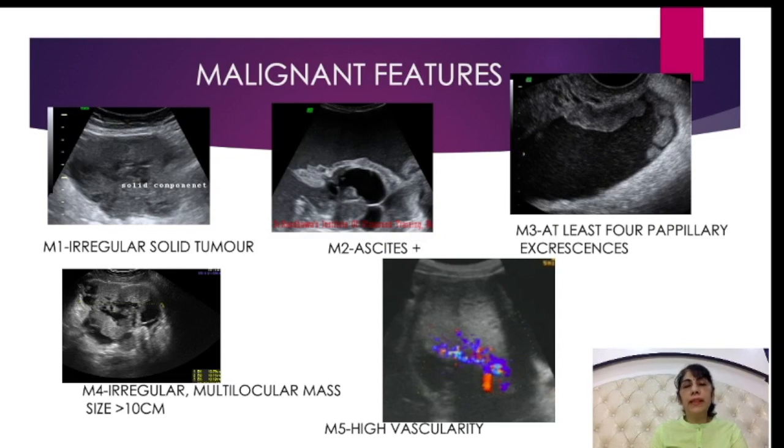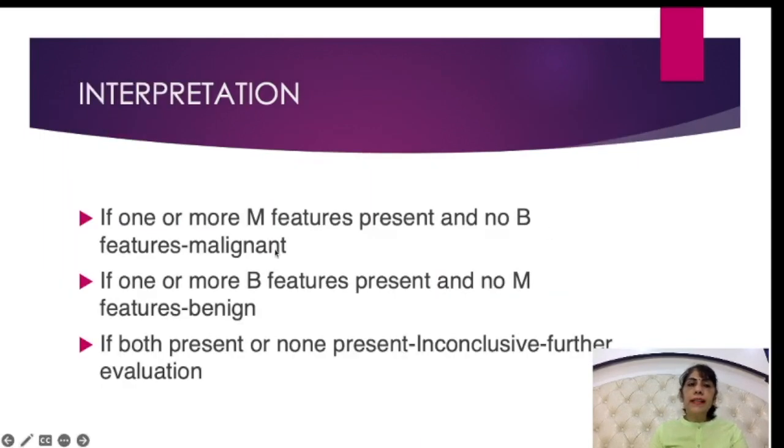careful about malignancy. Now we come to how do we interpret it. It said that if we have one or more malignant M features present and no benign features present, we would label it as malignant mass. If there was one or more B features present and no M features present, it was benign. So just one feature was enough, right?